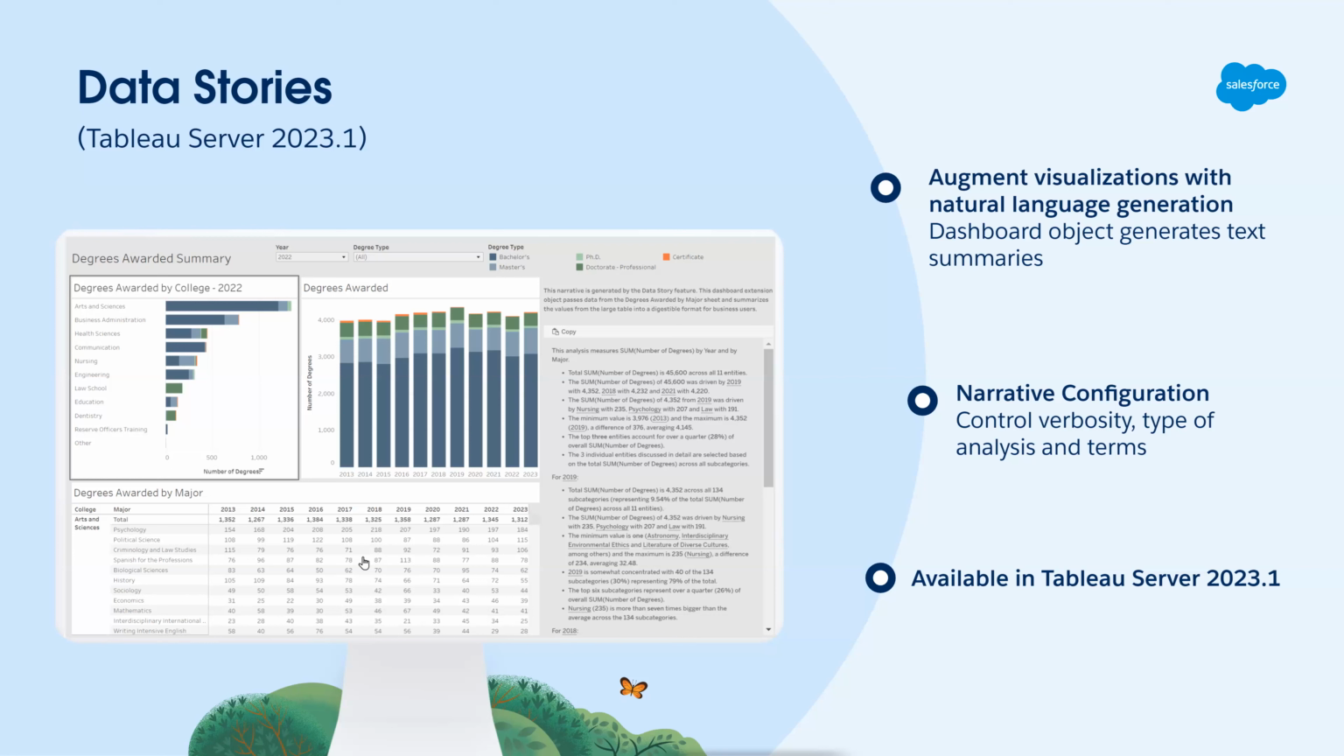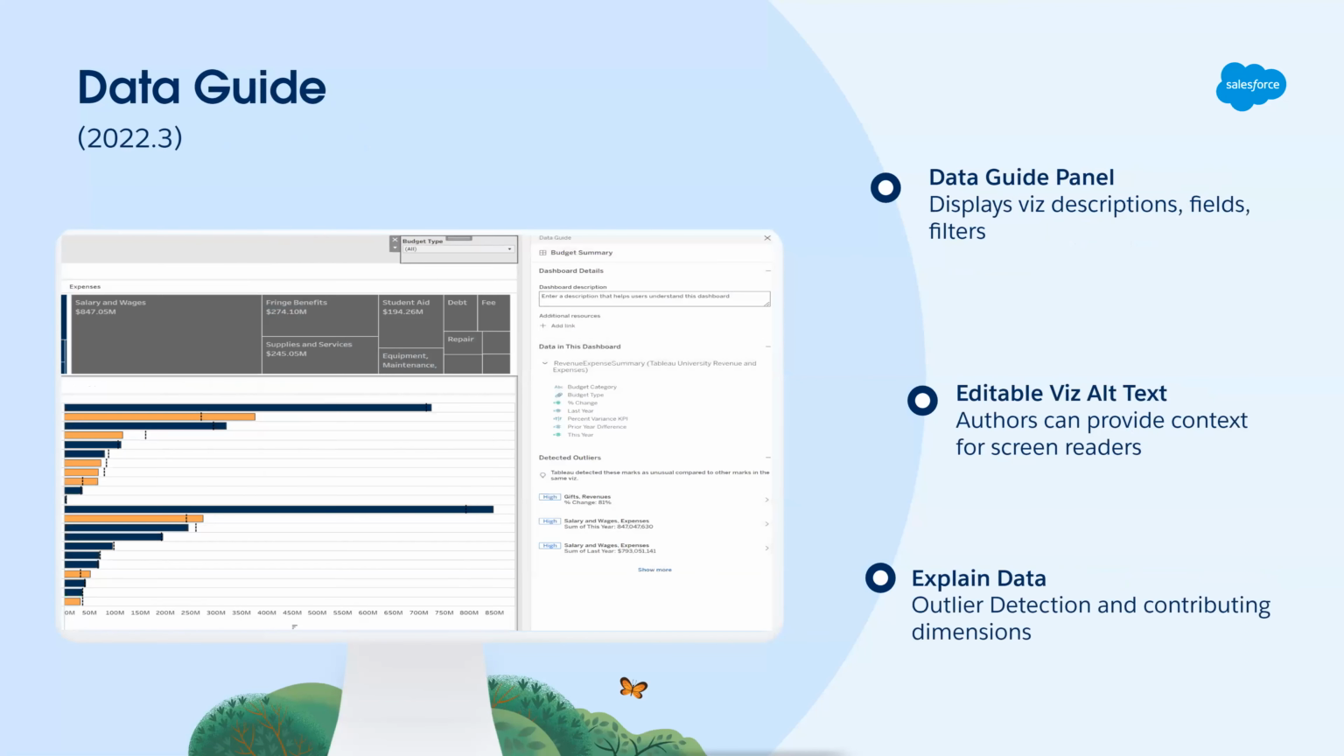So oftentimes Tableau will release features to things like Tableau Cloud, like our software as a service version, before we get it implemented in the server version. So data stories was all about natural language generation, right? How can you, as the analyst, essentially augment data with these auto-generated bullet points around the data?